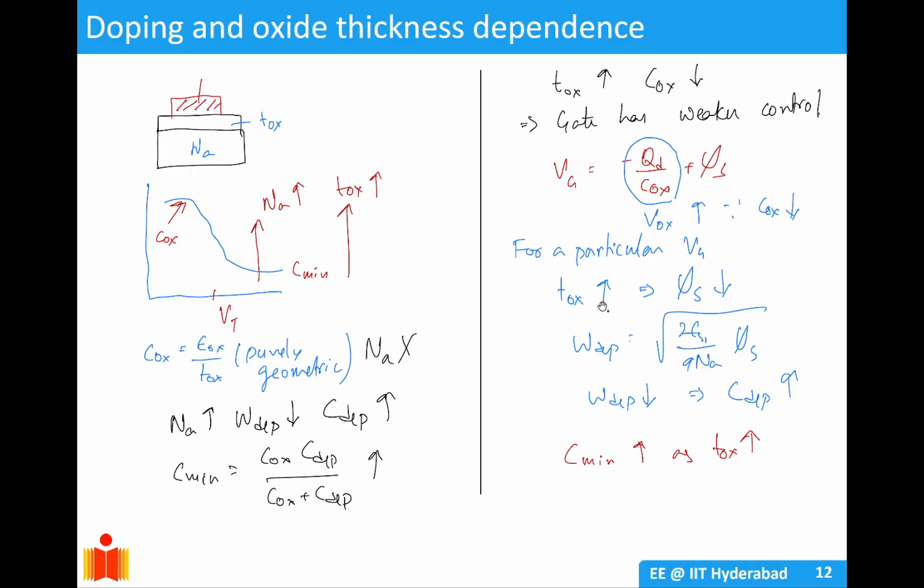So for a particular VG, when your TOX increases, your phi S will decrease, and hence your W depletion will also decrease. So your C depletion will increase. So again your C min will increase as your TOX increases, but your COX will decrease. So in case of Na, your maximum capacitance remains same, but your minimum capacitance increases. In case of TOX, as TOX increases, your maximum capacitance decreases, but your minimum capacitance increases.